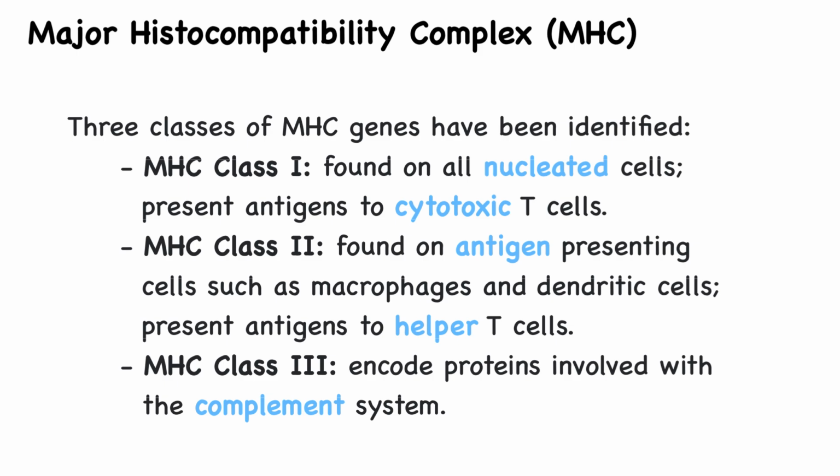MHC class 2 is found on antigen-presenting cells such as macrophages and dendritic cells. These present antigens to helper T cells, helping activate the immune response. And MHC class 3 includes genes involved in inflammation and the complement system rather than direct antigen presentation.